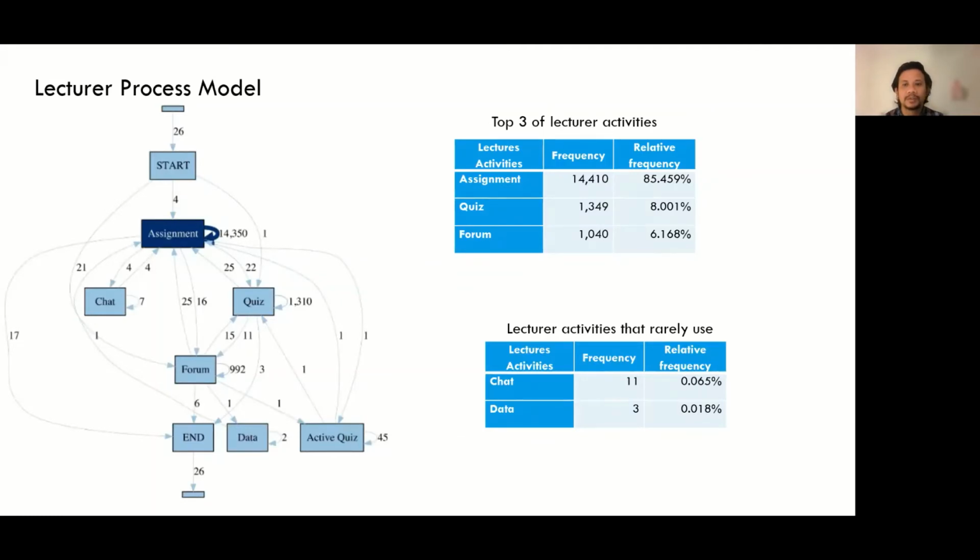This is the lecture process model. The lecture process model shows the lecturer performs several activities, with the three most frequent activities being assignment, quiz, and forum. That percentage is more than 1%. It is also shown in the table that chat and data are rarely used by the lecturer during their teaching activity through the LMS. This finding suggests a potential recommendation to promote chat and data to be used more often by the lecturer.